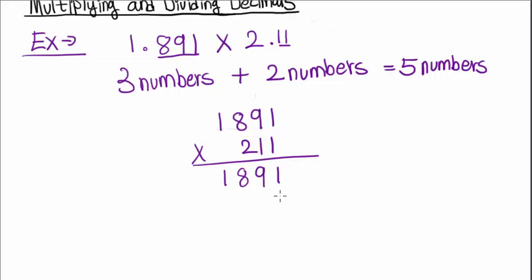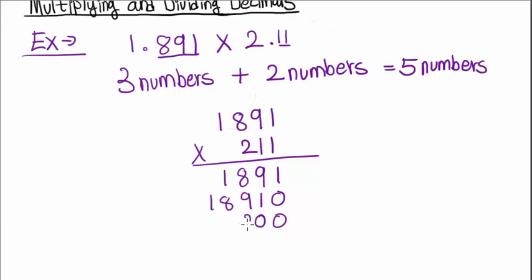Moving on to the second digit, I can simply write the 0. And then again, when I multiply 1 by all of the digits on the top, I'll get 1891.